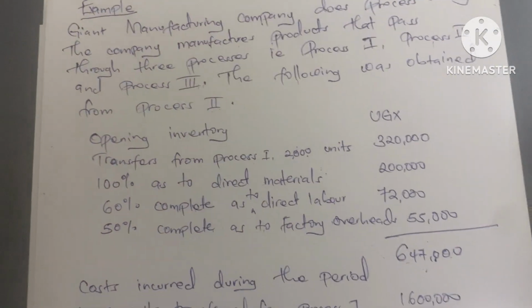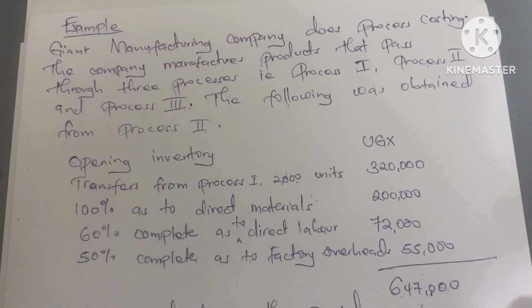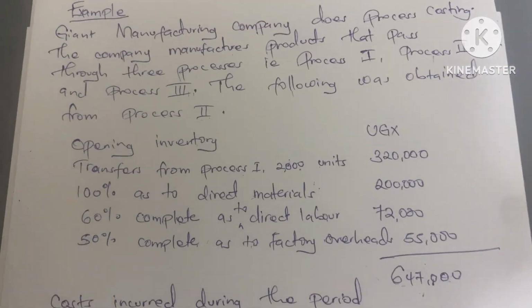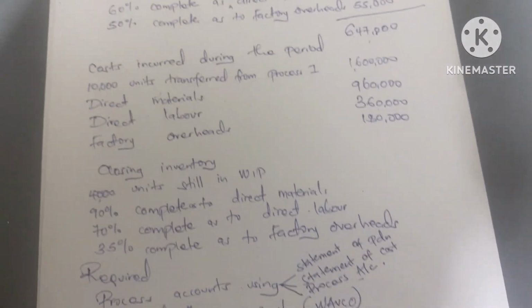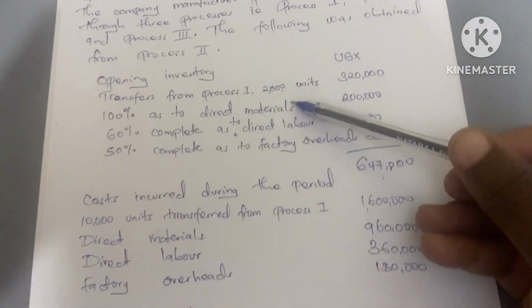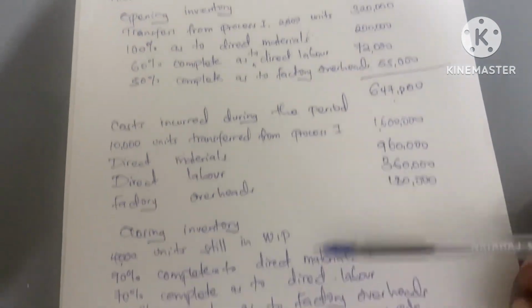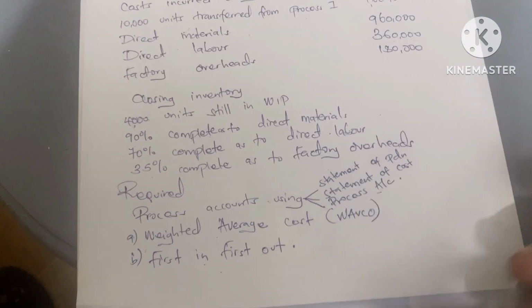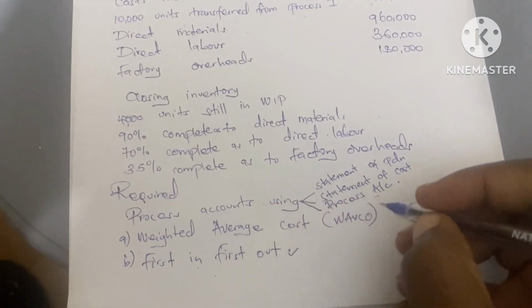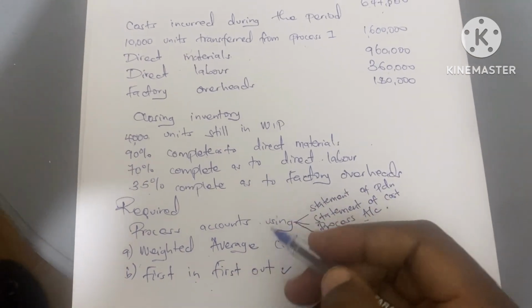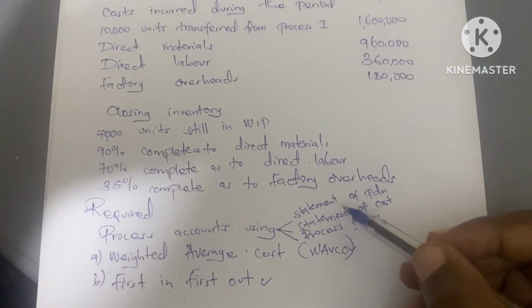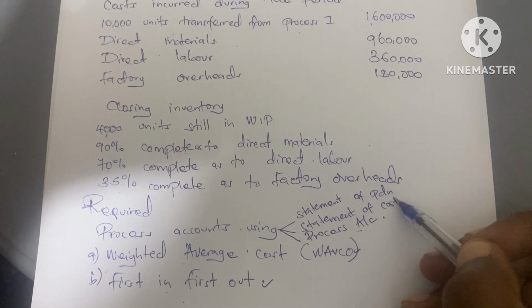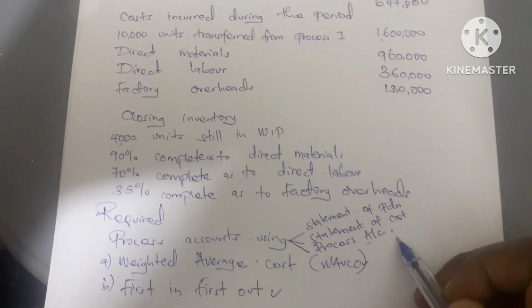Let's look at the process accounts using the WAVCO method. We are using this same question. Here we have the opening inventory, the costs incurred during the period, then the closing inventory. We are done with this, so we are going to this. The process accounts, we said we prepare these ones: statement of production, statement of cost, and then the process account.